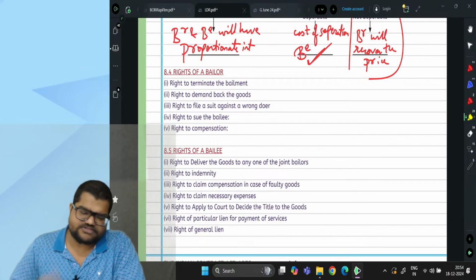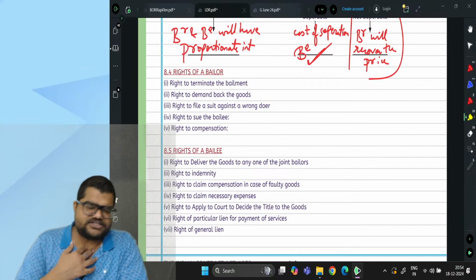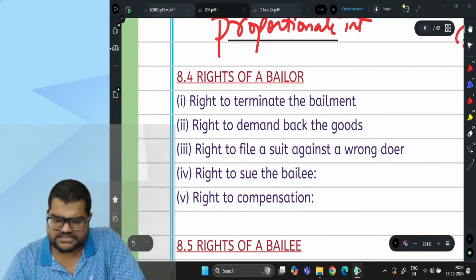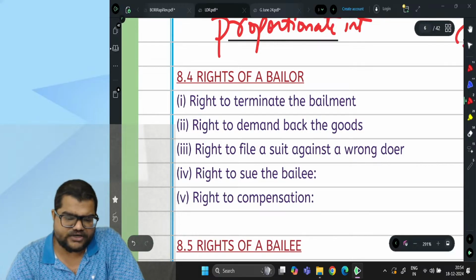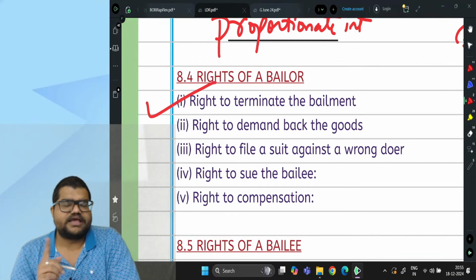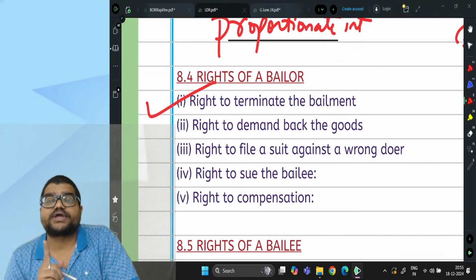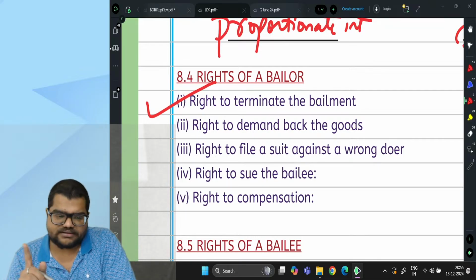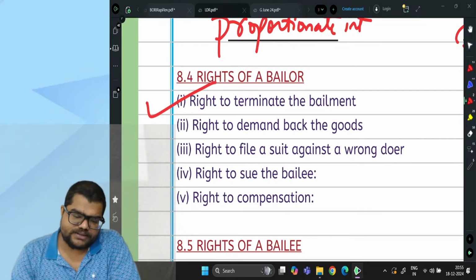Moving forward, next one are very easy. Rights of a bailor. The first one we have discussed this already, sir. Right to terminate the bailment. If bailee does some unauthorized use to my goods, I can obviously terminate the bailment. So this is connected with the previous point.